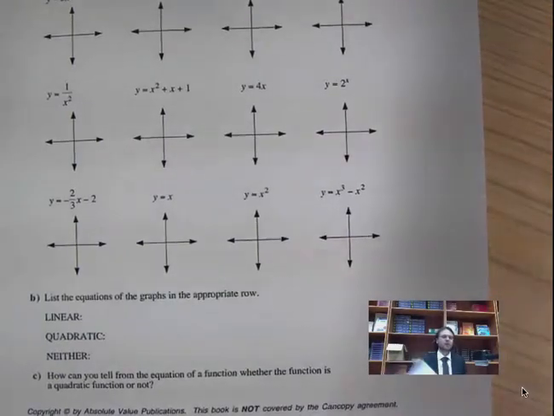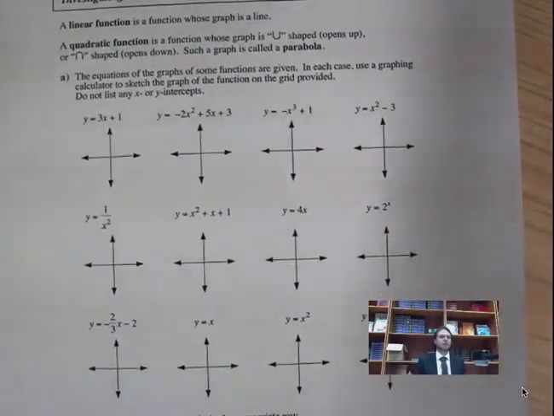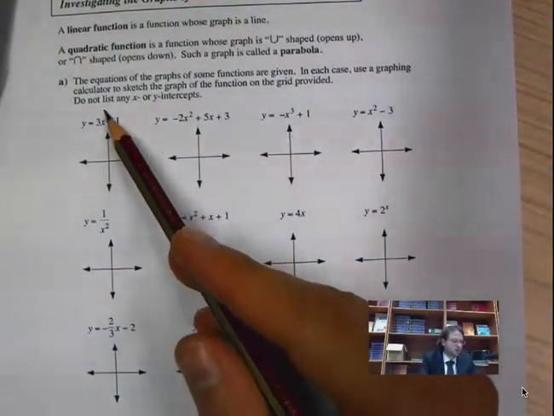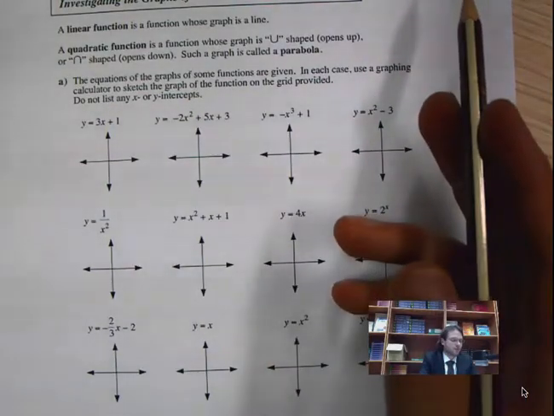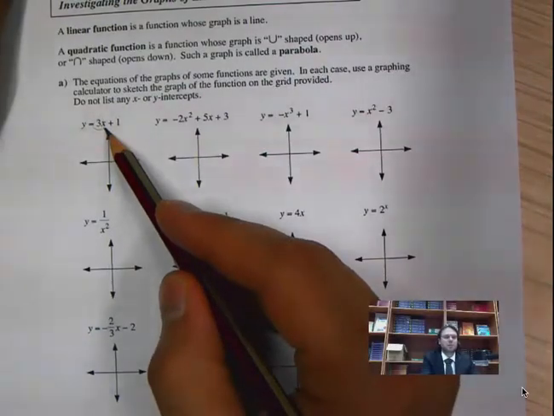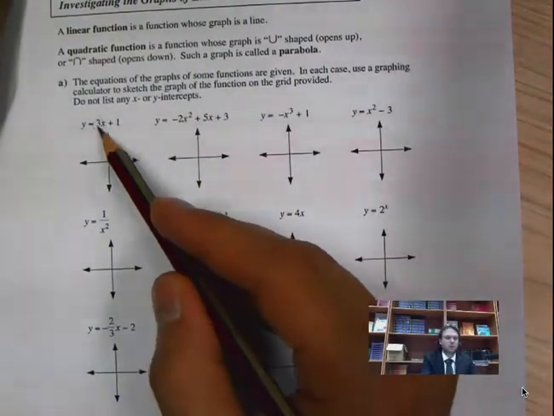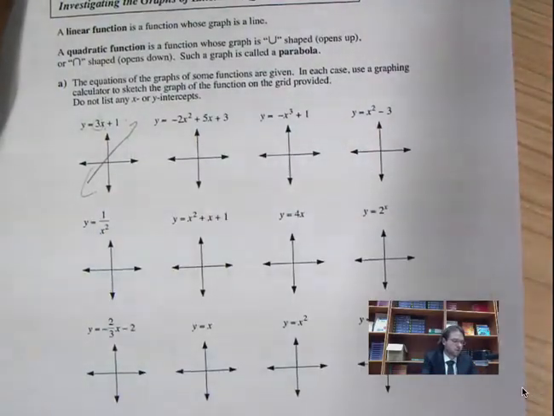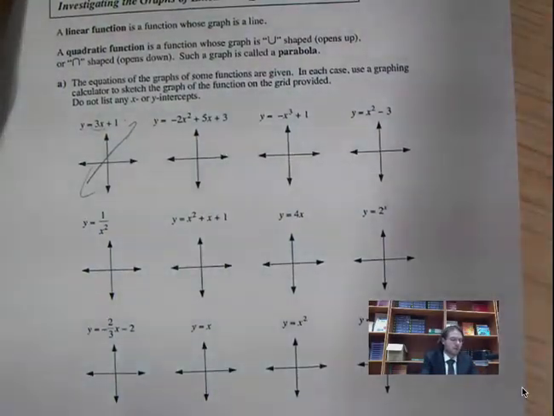Okay, so here we're going to now go onto this part here, and we're going to try and figure out what each of these look like. Graph each of these in your calculator, okay? Do not list the x and y intercepts, just graph each of these in your calculator. So if I look at this, every time x goes up by 1, my y is going to go up by 3 and plus 1. So it's going to look something like this. Okay? Let's look at this next one.